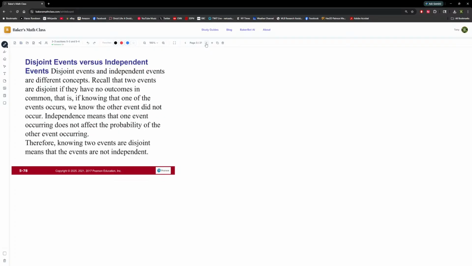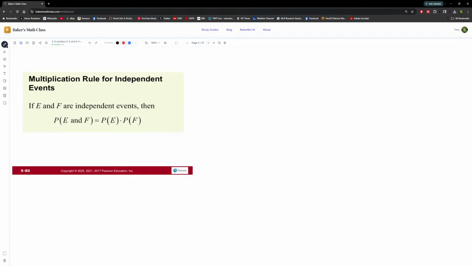Disjoint events and independent events are different concepts. However, they can be mixed up quite a bit. Disjoint events are ones where they have no outcomes in common, and independent events means they don't impact each other. So it's slightly different, but they're really easy to get mixed up when we're looking at multiplication or addition rules.